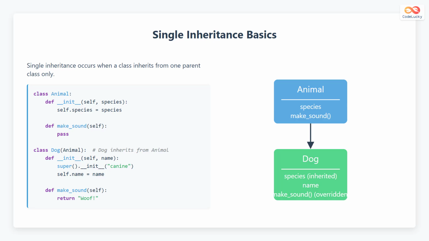In the Dog class constructor, we call the parent class constructor using the super function, passing it the string "canine" to set the species. We also set the name attribute for the Dog class. Finally, we override the makeSound method to return the string "woof". Notice that the Dog class automatically inherits the species attribute from the Animal class, and we can also customize or extend the Dog class by adding new attributes like name, or modifying existing methods like makeSound.